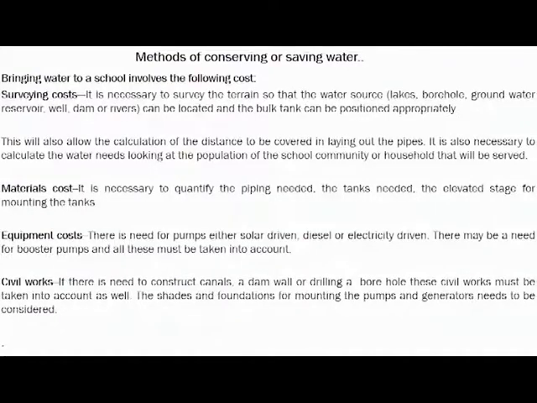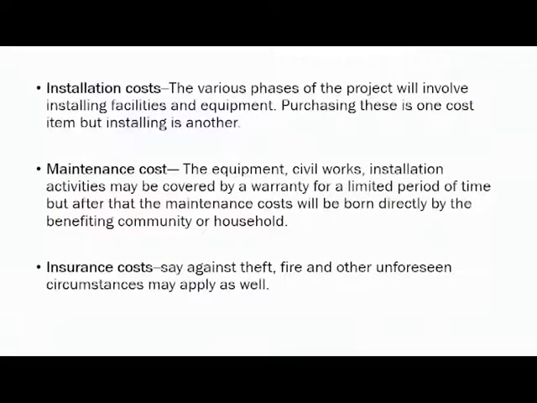If there's a need to construct canals, a dam or a wall, or to drill a borehole, these civil works must be taken into account as well. Maybe also the shade and foundation for mounting the pumps and generators. All these things need to be considered in bringing a water facility to a school. This also includes many other costs, for example the installation cost, maintenance cost, or the insurance cost.